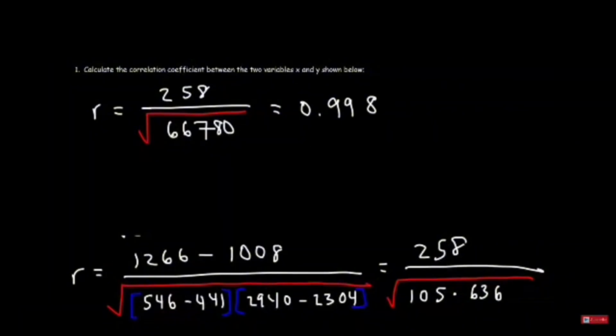So this r value is very high. This indicates that there is a very strong linear relationship between the x and y variables that we have in this problem. And the fact that it's positive tells us that the slope is positive, that there's a direct relationship between x and y. As x increases, y increases. So that's basically it for this video.